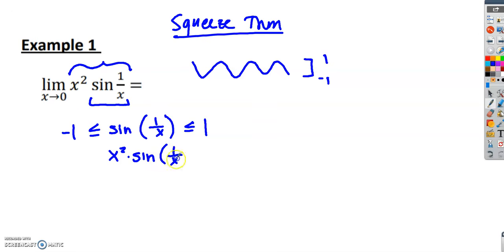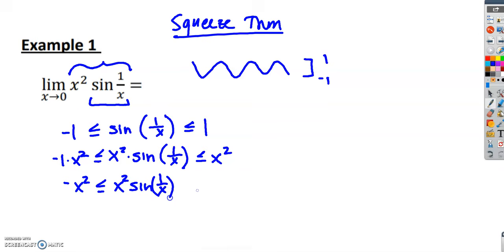And so to create all of that, I would have to multiply this middle part by an x squared. Okay, done. Now, if I multiply this by an x squared, and this is the kind of nice part, because x squared is always going to be a positive number, which means that when I multiply this part by x squared and this part by x squared, it's not going to affect my inequality. So I basically end up with negative x squared has to be less than or equal to x squared sine of 1 over x, which has to be smaller than x squared.